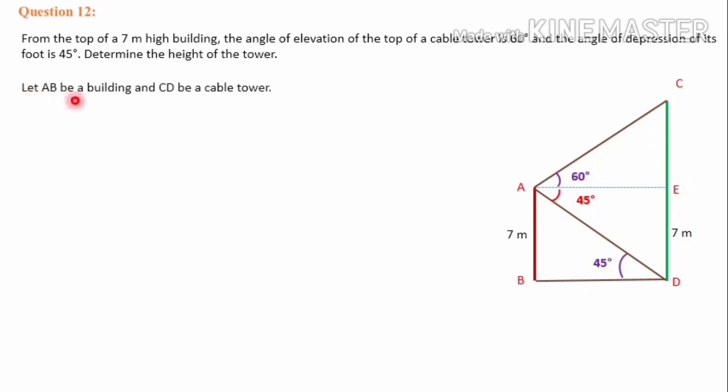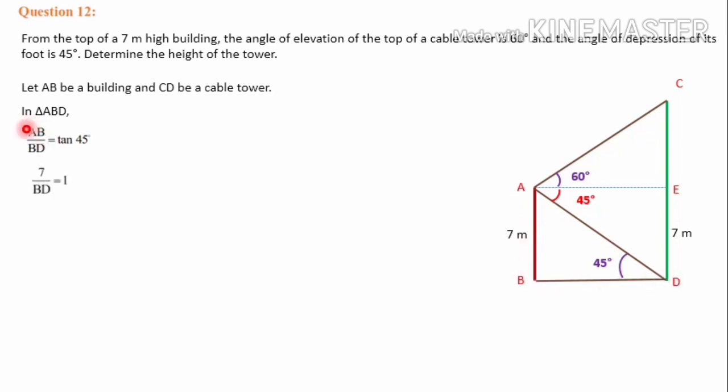Let AB be a building and CD be the cable tower. In triangle ABD, with respect to this angle 45 degree, this is the opposite side and BD is adjacent. So the opposite by adjacent relation is tan. So AB by BD is equal to tan 45.